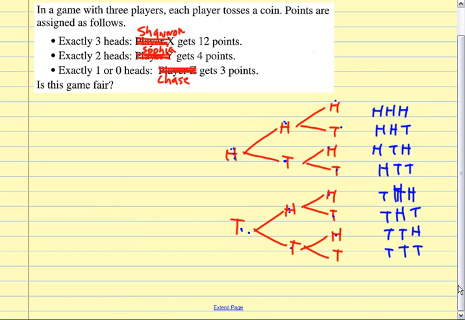Now, I'm not going to be able to do all of this in this one video. We'll have to go to another one, but we'll start it off. Let's talk about Shannon. Let's find out what her expected value is. How many points does Shannon get? How many points will Shannon get if it lands on what she wants? Oh, she'll get 3 points. No, wait. She gets 12 points.